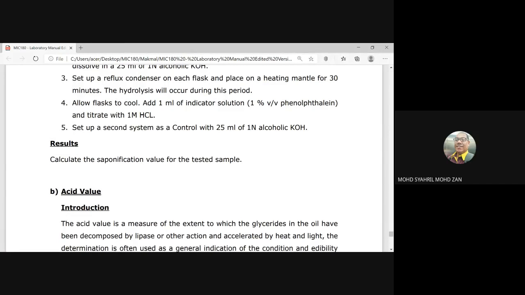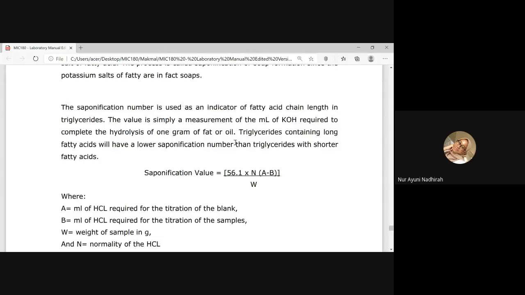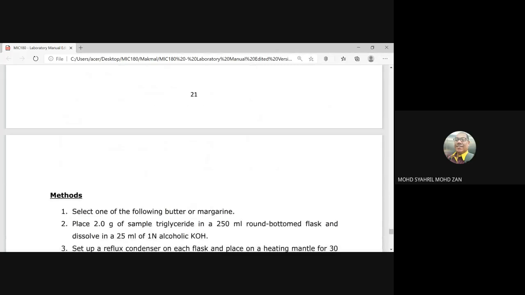So please bear in mind, if we say here we have a long chain triglyceride, the saponification value will be low. But if it is short, its saponification value will be higher. Right? Okay, are there questions about saponification?